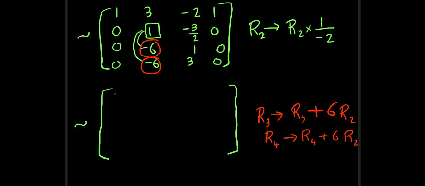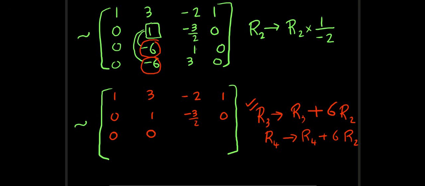So the first row will remain the same. The second row will be the same. And the third row will be changed. That is R3 plus 6 R2. So minus 6 plus 6. And then look at this. You can use the calculator. You can do this in your mind, or you can just write on one side.